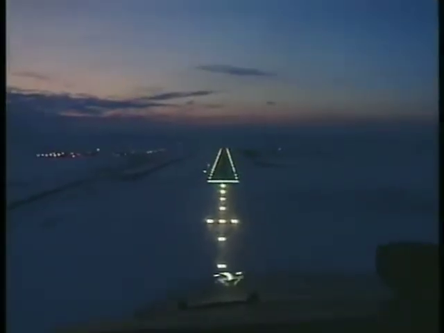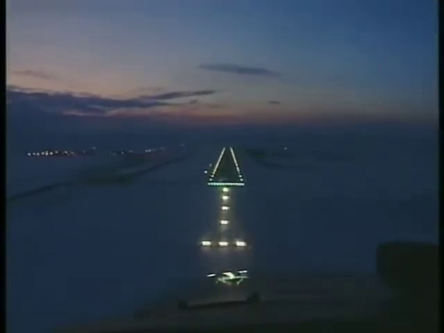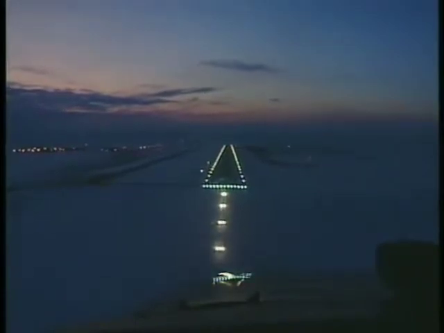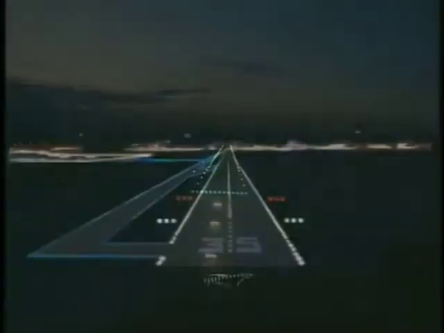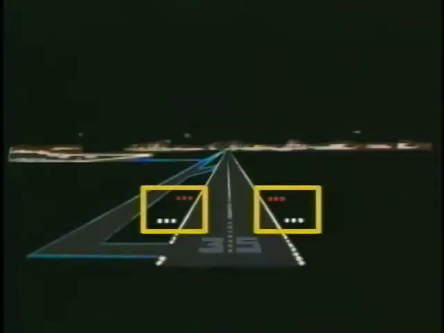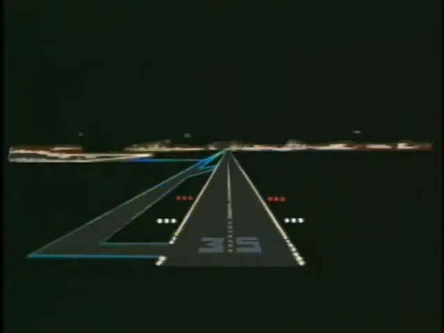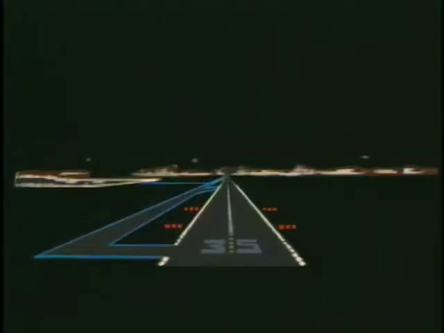Several visual approach slope indicator systems are available to help you maintain the proper glide path during the final descent to the runway. The most common system is the 2-bar visual approach slope indicator, or VASI. With this system, white indicates you're above the glide path, while red indicates you're below it. The correct on-glide path indication is red over white. When you're below the glide path, both bars are red. If both bars are white, you're above the glide path.